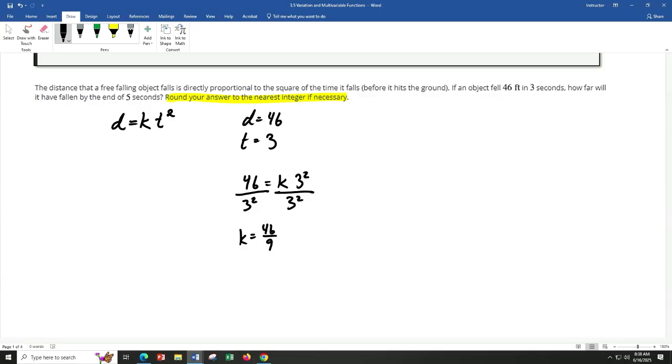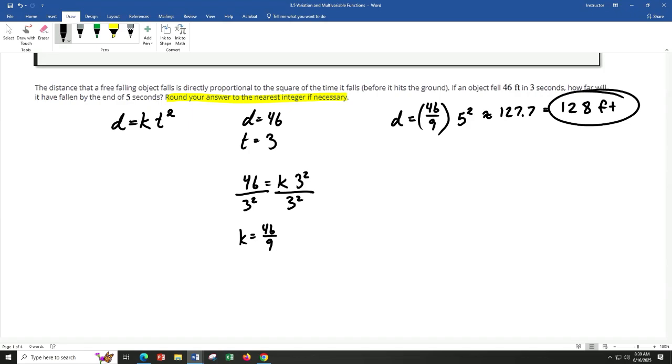So now I can plug in something different. They say, how far will it have fallen in 5 seconds? Let's put everything in. I have a d that's equal to now 46 over 9 times 5 squared. And when I do the math very simply in my calculator, I get 127.7, or 128 feet. And so there's my final answer right here.